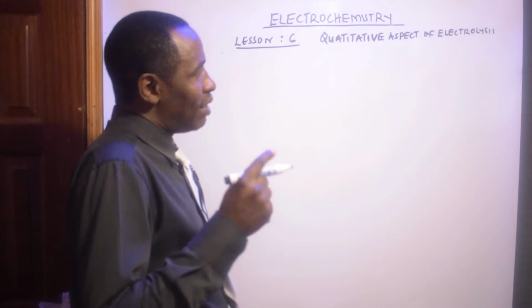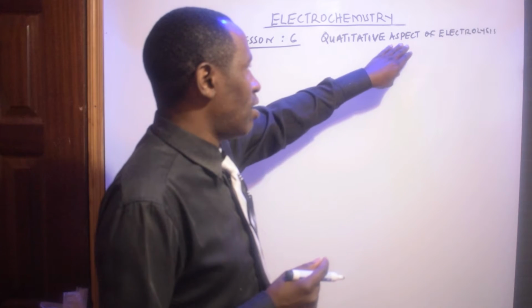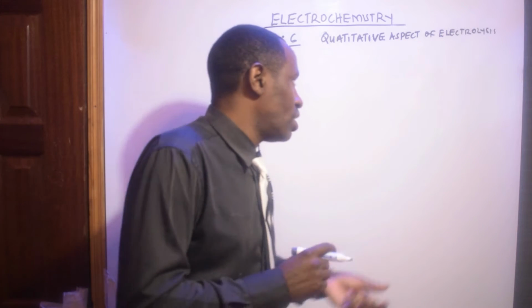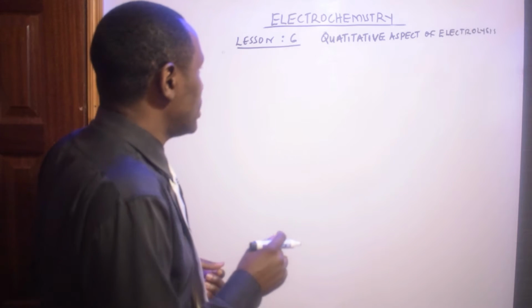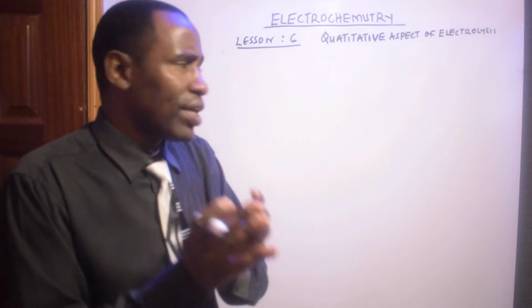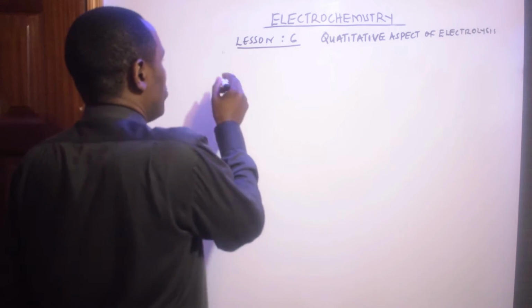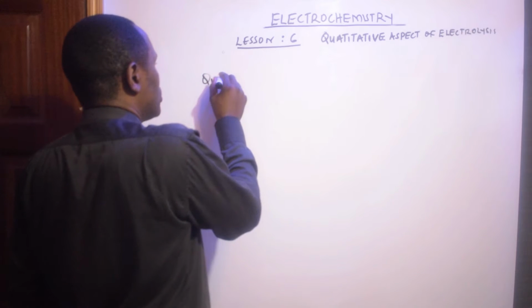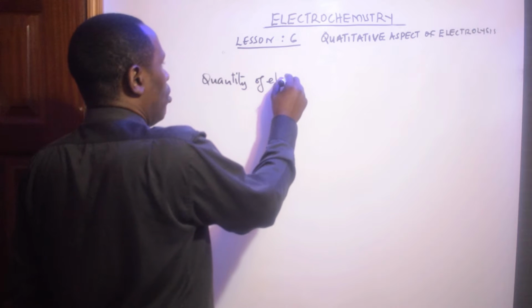Therefore, it is important to mention here that when you're working out the quantity of products formed in electrolysis, we need to know how to work out the amount of electricity. So I'm going to take you through how we work out the quantity of electricity.